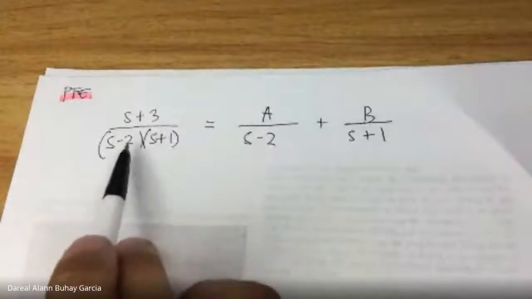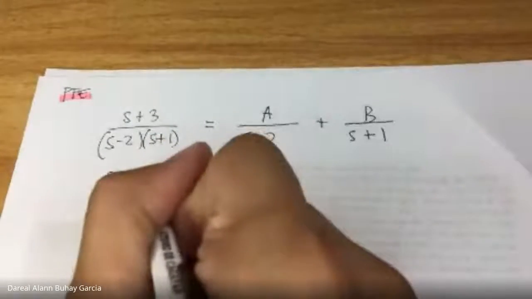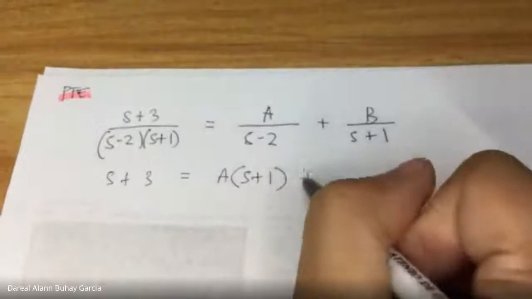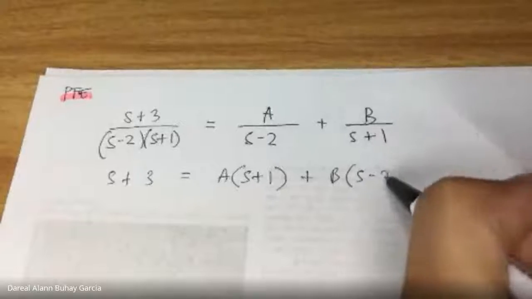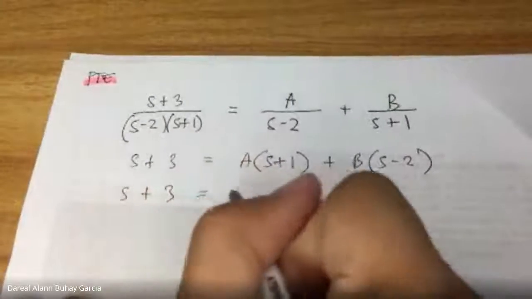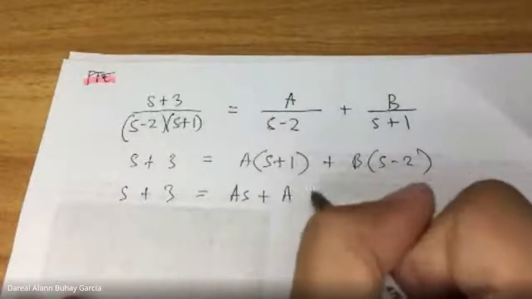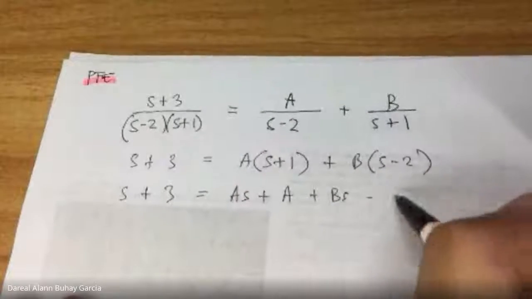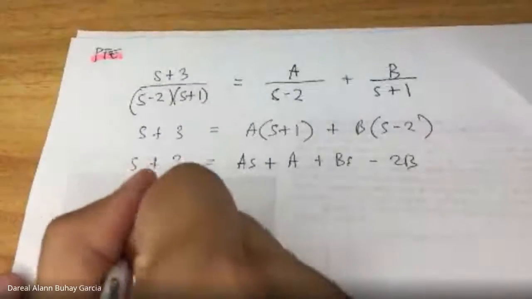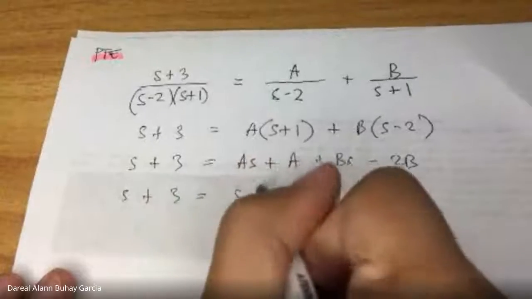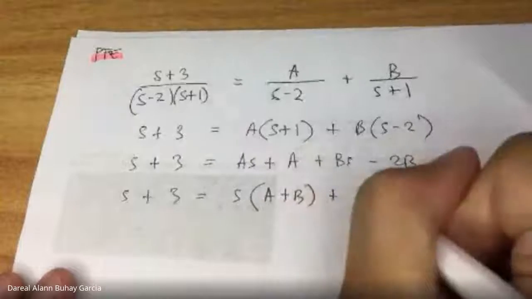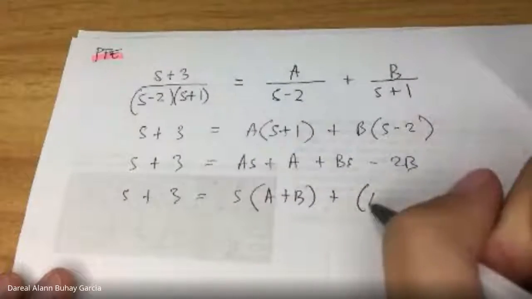Multiplying the denominator to all sides would yield us S plus 3 is equal to A(S plus 1) plus B(S minus 2). S plus 3 is equal to AS plus A plus BS minus 2B. S plus 3 is equal to combine all S's, A plus B, plus combine all constants, A minus 2B.